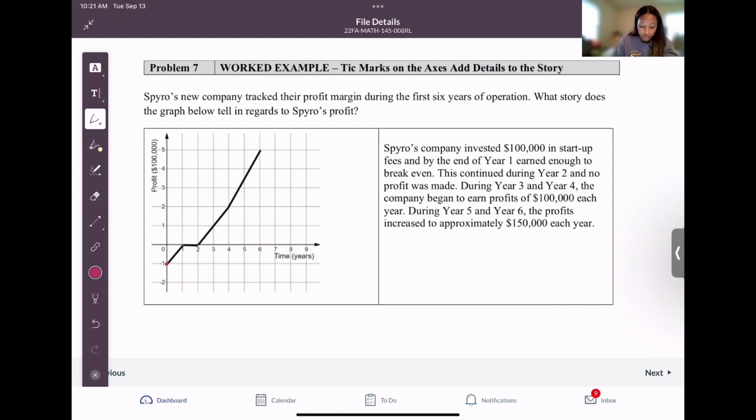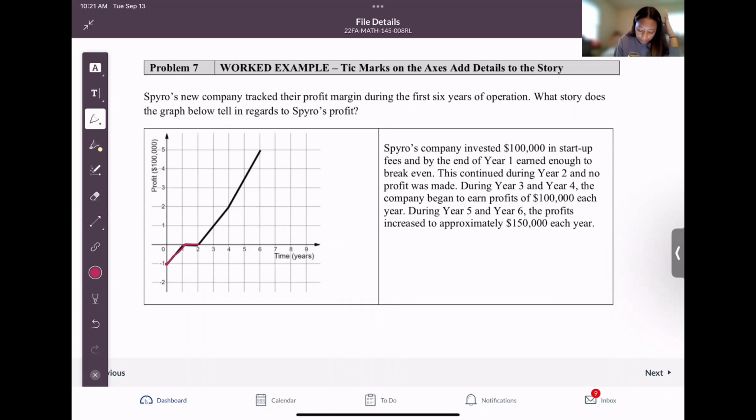And then over the first year, it looks like he earned enough money. So he earns some money in the first year, so that now his profit is at 0. So basically he earned the money back. If you're at 0 profit, that means that the money that you spent is the same as the money that you earned. So right, he earns his money back over the first year. Over the second year, his profit doesn't change. Okay, so during year 2, no profit was made.